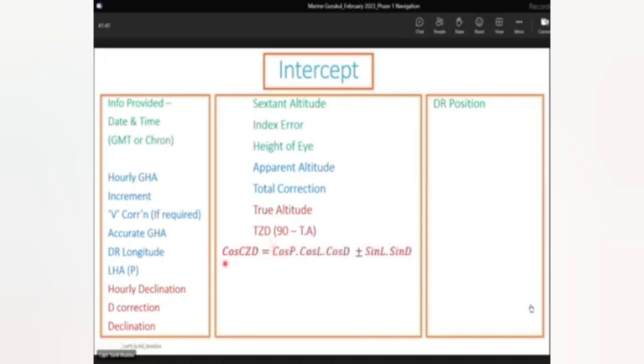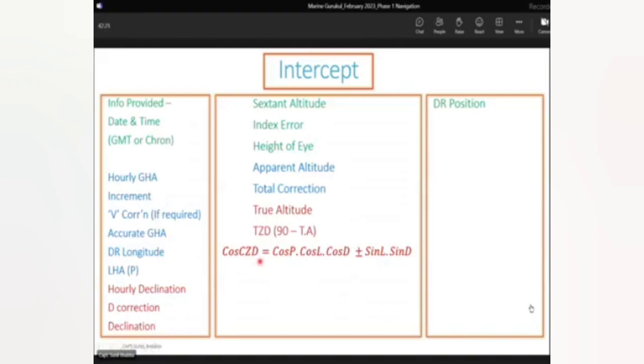The intercept formula says cos of CZD, that is calculated zenith distance, is equal to cos of P multiplied by cos of latitude multiplied by cos of declination plus minus sine of latitude into sine of declination. Let me explain to you these terms one by one. The first term here is calculated zenith distance.